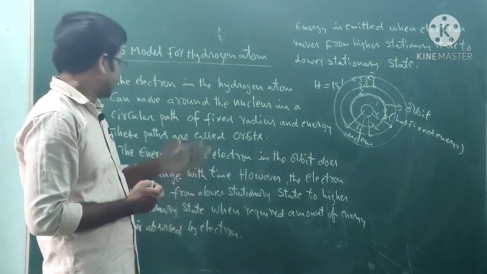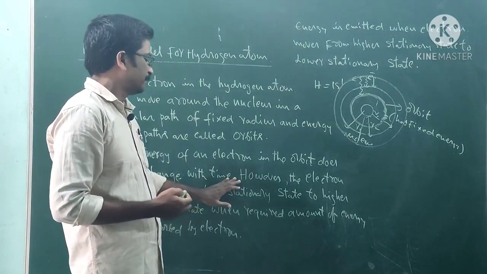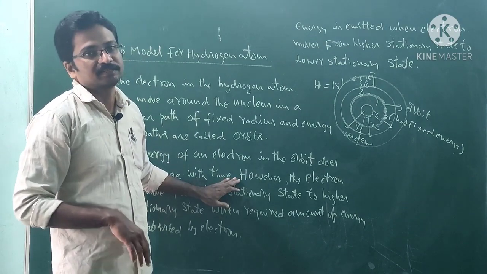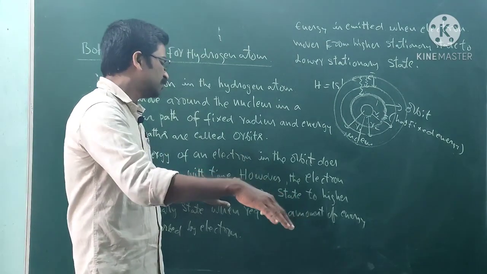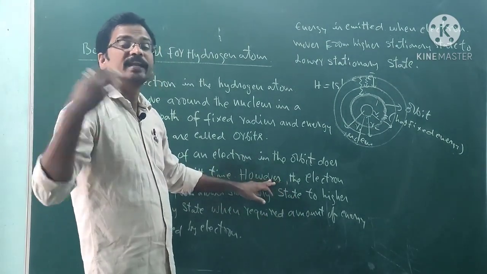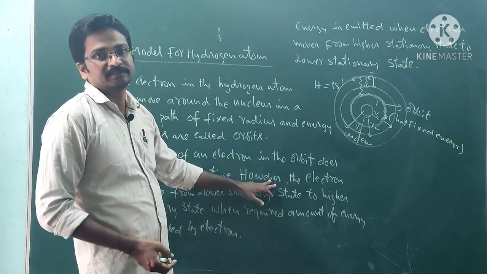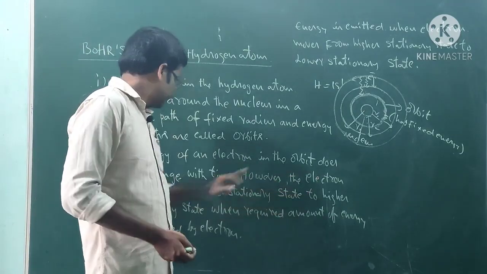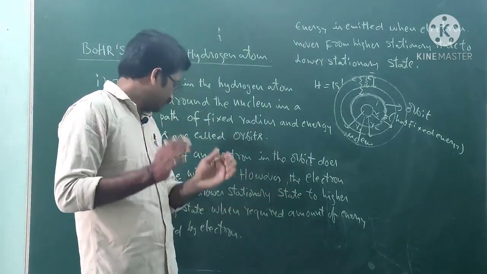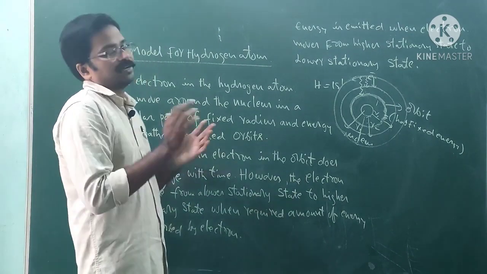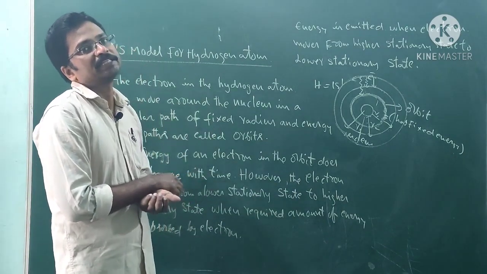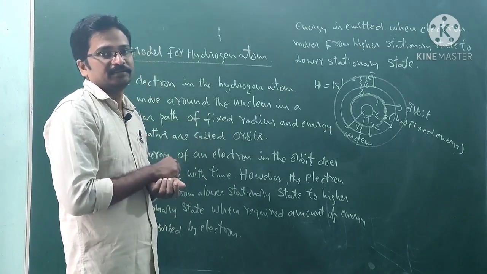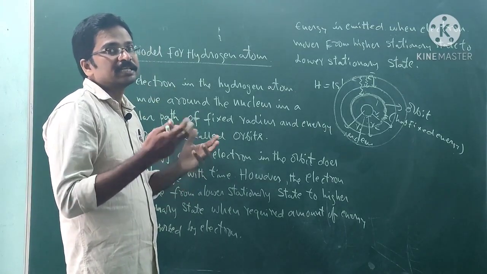The energy of an electron in an orbit does not change with time. Whenever you leave the atom, the energy of the electron does not change. If you supply energy to the atom, the electron moves from a lower energy state to a higher energy state. The electron moves from a lower to a higher energy state when the required amount of energy is absorbed by the electron. Only then does the electron go from a lower energy level to a higher energy level. There is another possibility, we know.